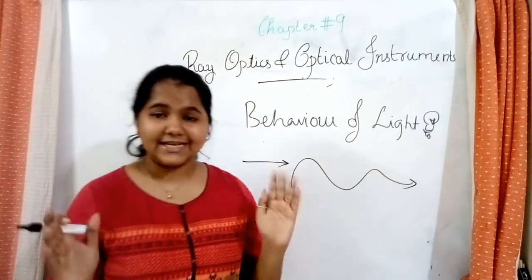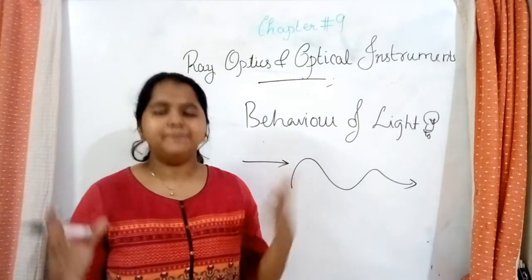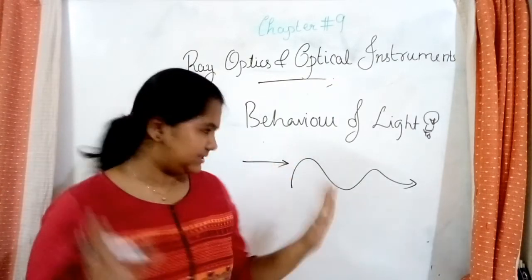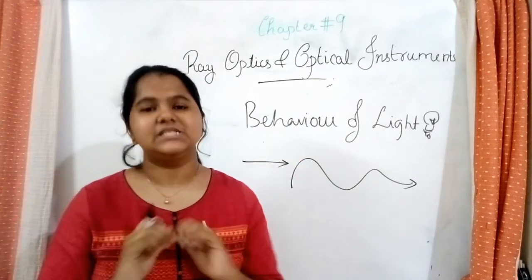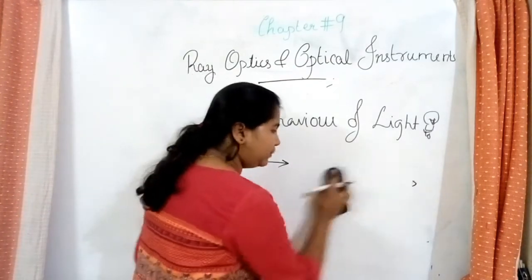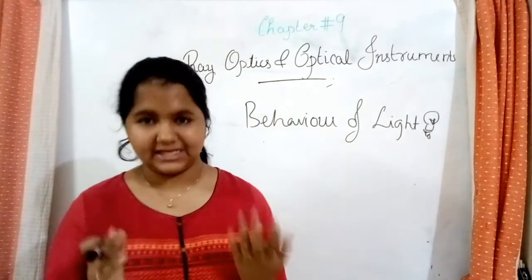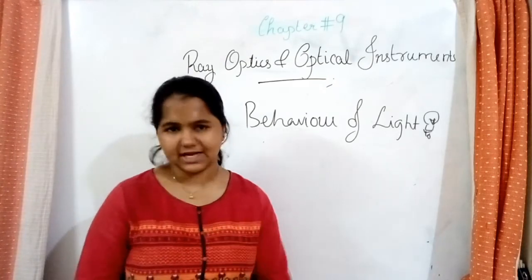So what is rectilinear propagation? That sounds very tiring, but it's actually simply this: light travels in a straight line. So, how can you prove that? We have done many experiments to know that light travels in a straight line in our smaller classes.